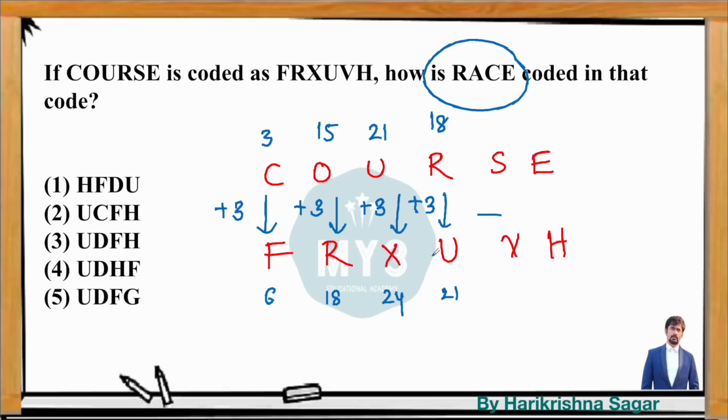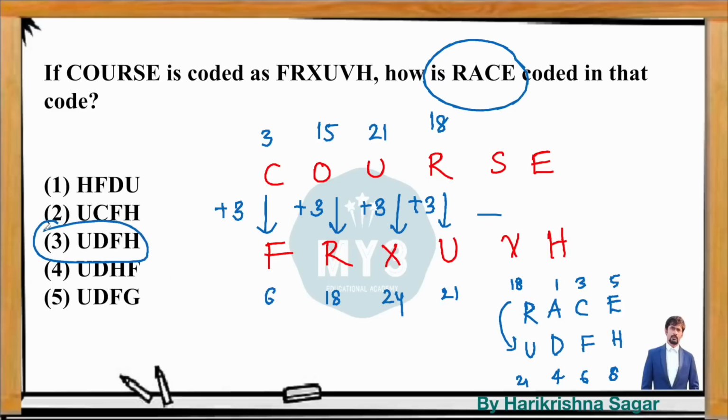That means every alphabet needs to be increased by 3 letters. So race: R is the 18th alphabet, 18 plus 3 is 21, 21 means U. And A is the first alphabet, 1 plus 3 is 4, the fourth alphabet is D. And C is the third alphabet, 3 plus 3 is 6, the sixth alphabet is F. And E is the fifth alphabet, 5 plus 3 is 8, the eighth alphabet is H. Answer is UDFH.